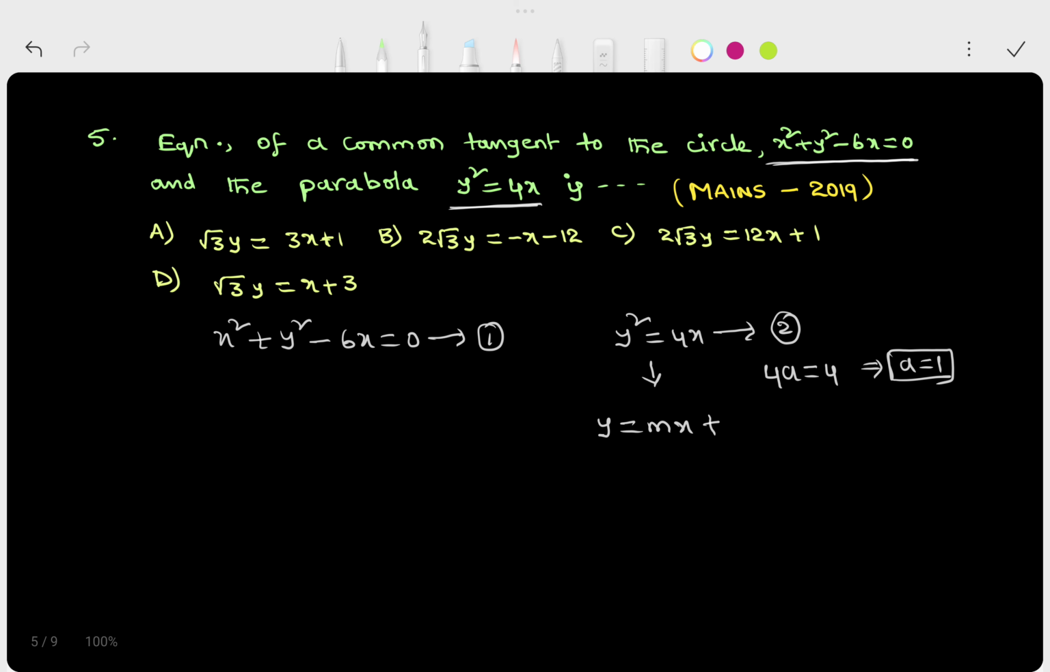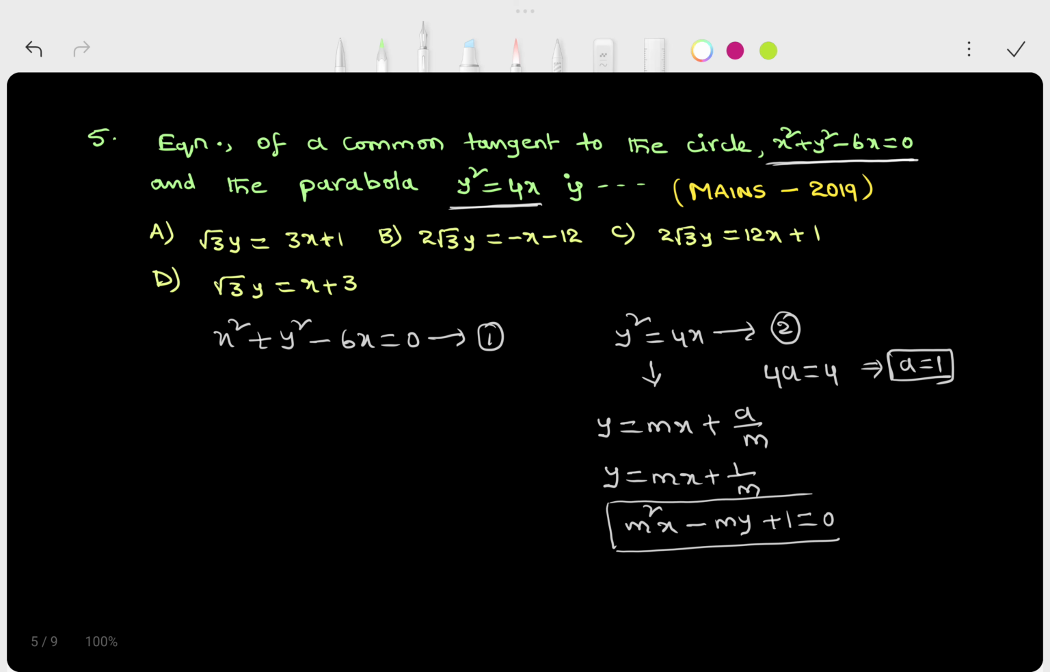The formula for the equation of the tangent in terms of the slope m is y is equal to mx plus a by m. Right? So the a value is 1. This will be y is equal to m into x plus 1 by m. Now take the LCM: m square into x minus m into y plus 1 is equal to 0. See, it is in the form of a linear equation ax plus by plus c is equal to 0.